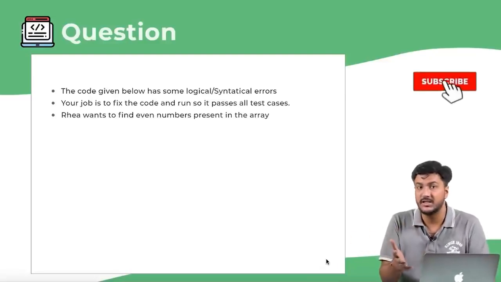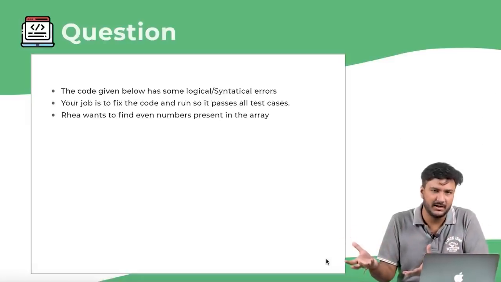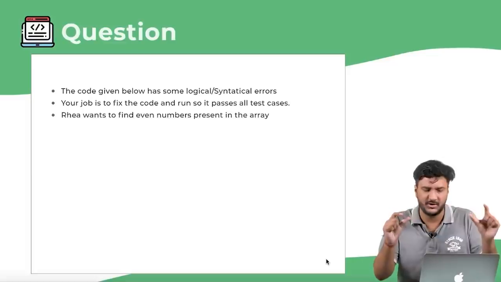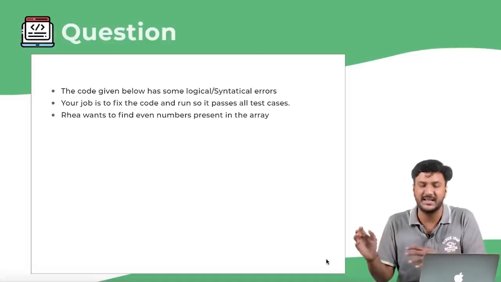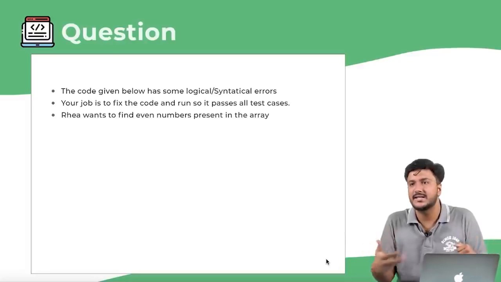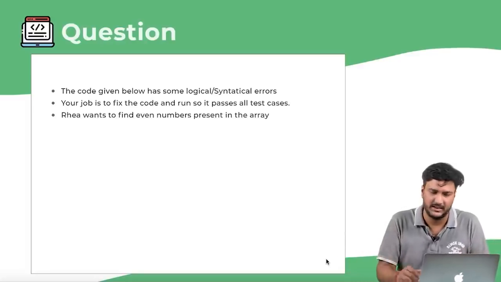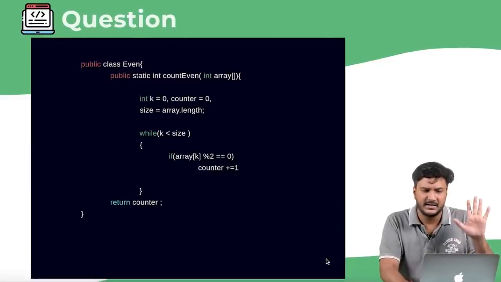Obviously the question would be a little longer, but rather than wasting time in our class, I want to just shorten the question. The basic question is, Ria wants to find the total number of even numbers present in the array. For example, the array has 10 elements, out of that 6 of them are even, so she wants to calculate that, right? So let's go ahead, and this is the particular question.